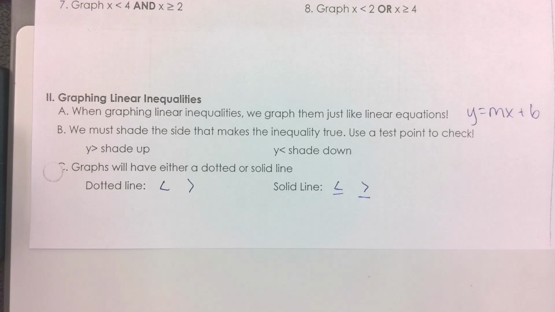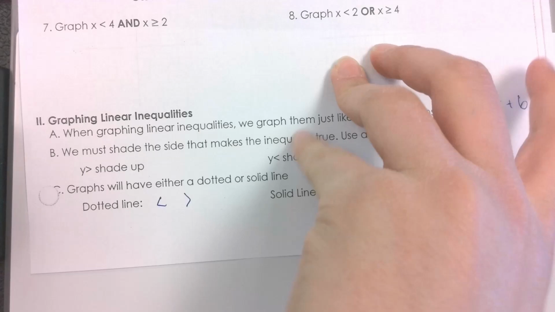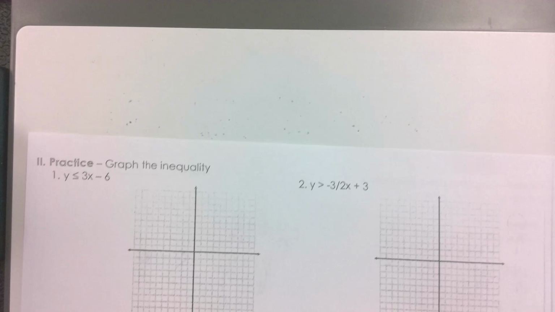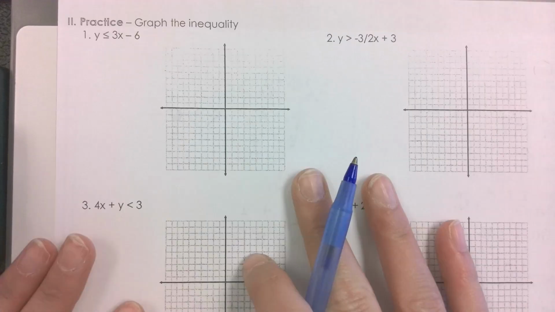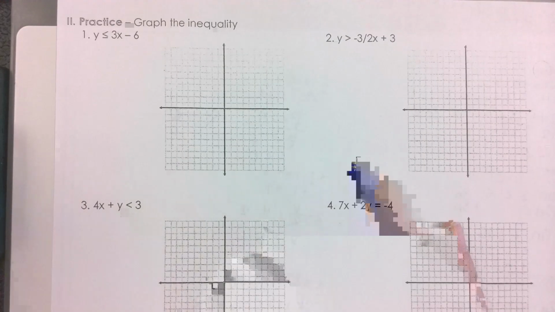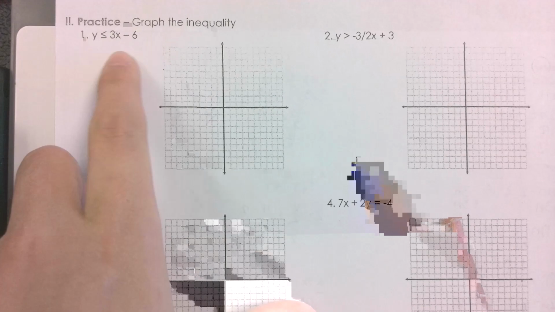All right. So if you've got colors nearby, you might want to have one of those for some of these. And if you don't, it's no big deal. All right, so we're looking at number 1 there. We want to graph this inequality. We've got to make sure it's in slope-intercept form. Is that happening here? Yeah, so we're good to go on that.